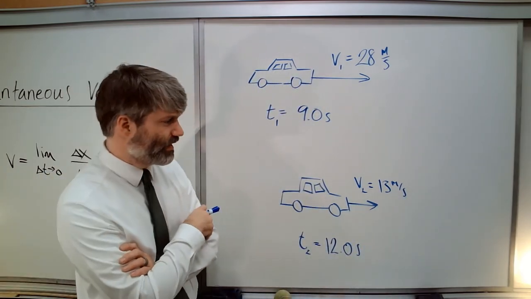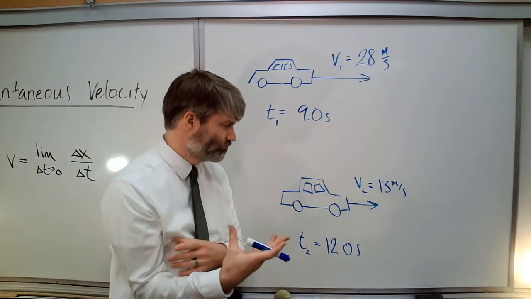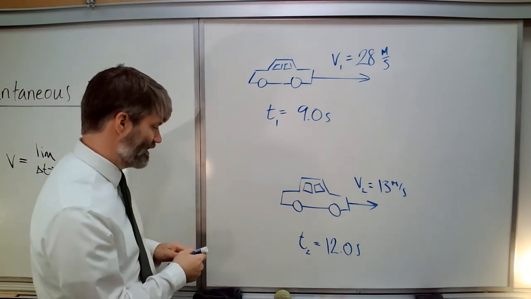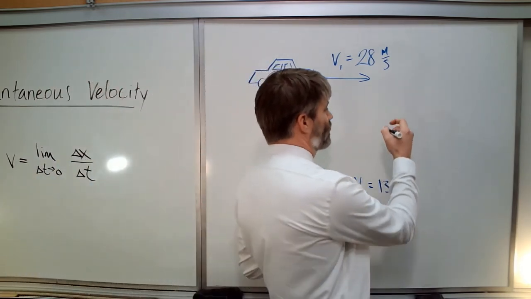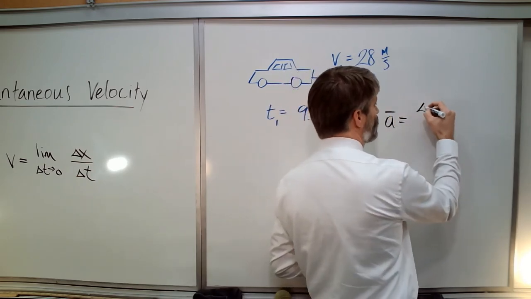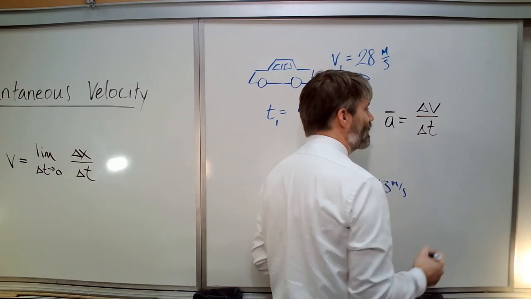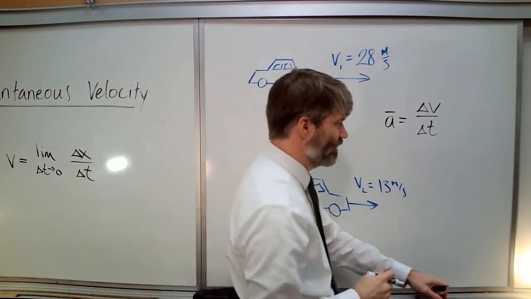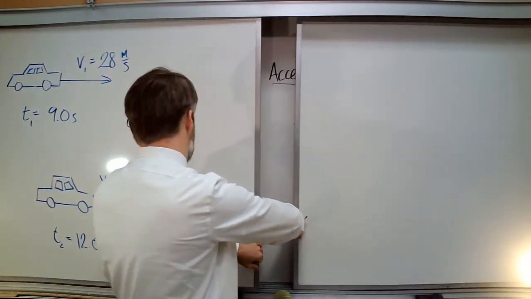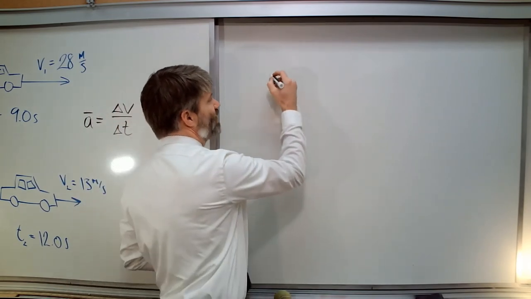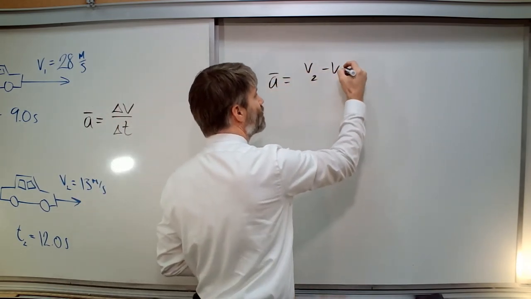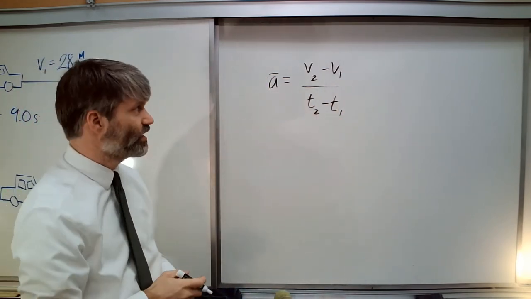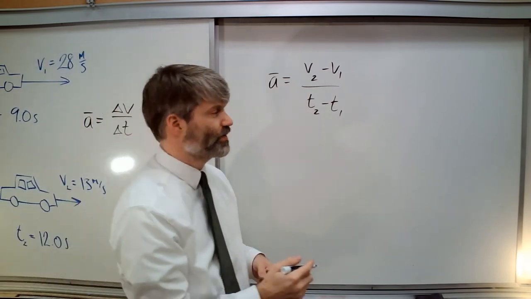So when we look at this, all right, we can see pretty easily how to solve this. We're going to go back to the initial equation that we got for the acceleration. That is acceleration is delta V over delta T. We can find delta V easily enough, we can find delta T easily enough, and we should do so. So, the average acceleration being given by this equation here, we know V1, V2, T1, and T2, let's just put those in.